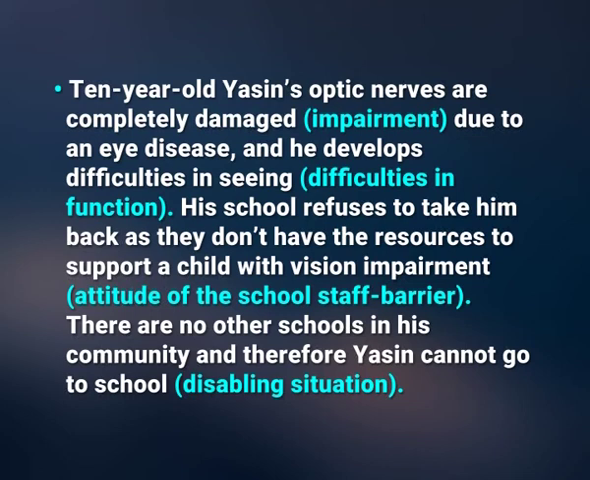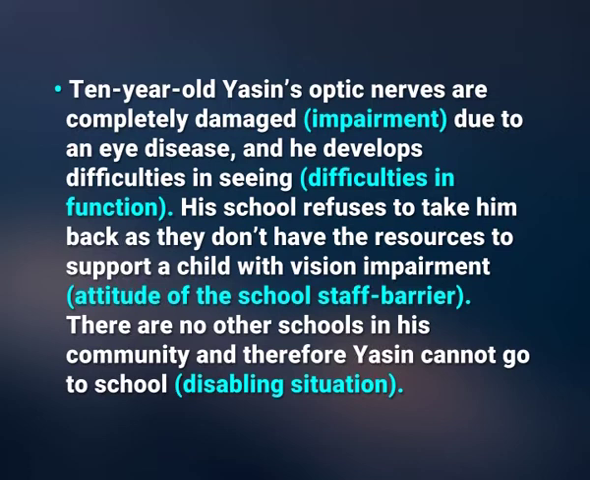Now, examples of how impairment and barriers interact to create a lack of participation. Now, let us see a few examples. Now, for example, the interaction of impairment, functioning, barriers, participation, and disability. Let us say there is a 10-year-old Yasin whose optic nerves are completely damaged, which means they are impaired due to an eye disease, and he develops difficulties in seeing, which means difficulty in function.